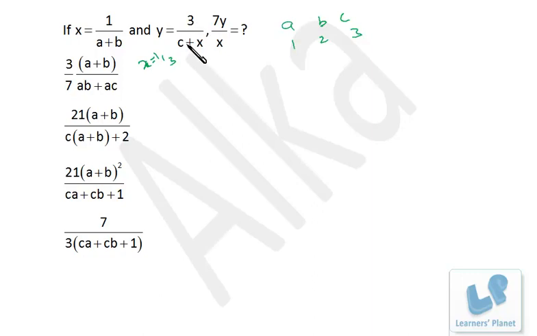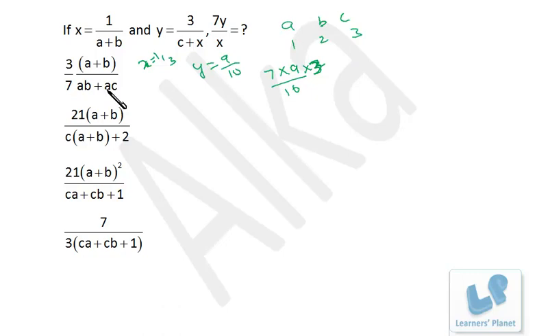Y will be 3 upon 3 plus 1 upon 3, that's 3 plus 1 upon 3, which is 10 by 3, so Y is actually 9 by 10, right? We need to calculate 7Y by X, so that's 7 into 9 by 10, and by X, that means it is 3, right? So we should be getting 7 into 9 into 3 by 10. Okay, by putting the values of ABC as 1, 2, 3.